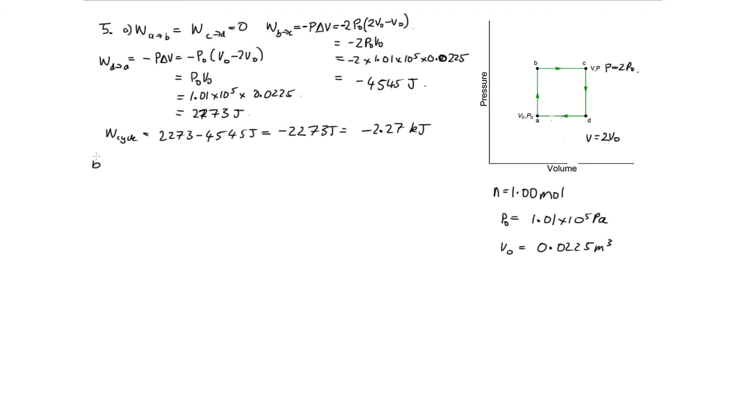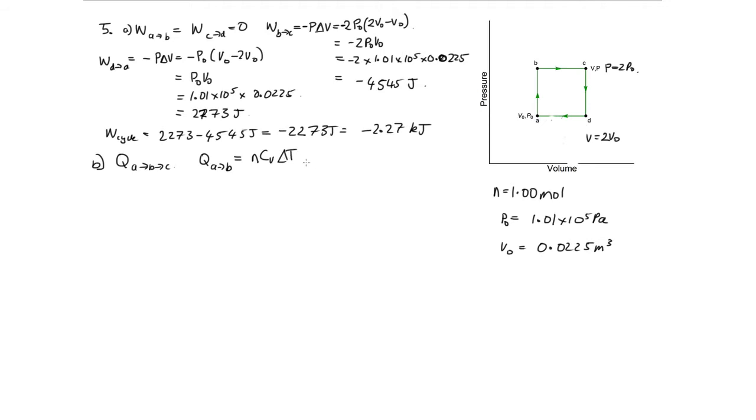Okay, part B. We're now asked to calculate the energy added as heat during the stroke A to B to C. So we want the heat added as it goes from A to B to C. Okay, so we're going A, B, B, C. We can calculate the heat added as it goes from A to B, as this is a constant volume process. So in this case, the heat added is going to be equal to nCV delta T.